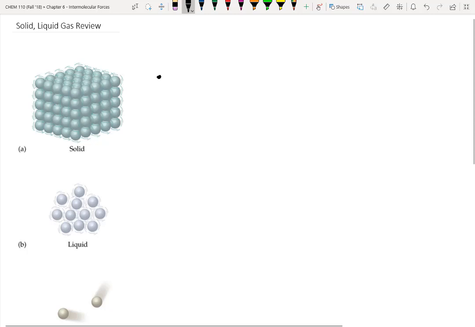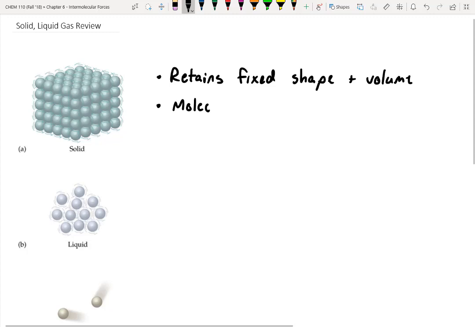I always think of them as something that's rigid and has a fixed shape and volume. However, the individual molecules in there are actually vibrating. Does anybody know why? Think about the heat in the room, right? If you apply heat to these molecules, they actually will absorb that heat and vibrate a little bit. But not flow.